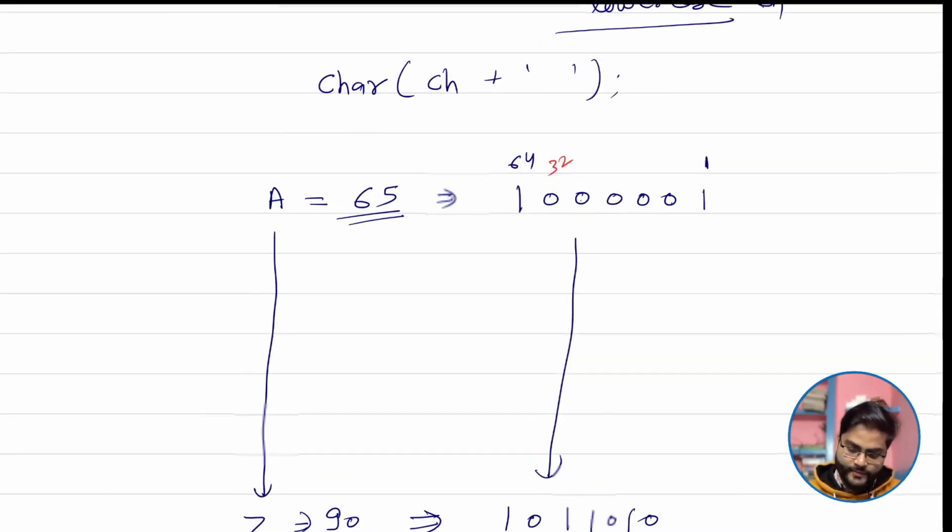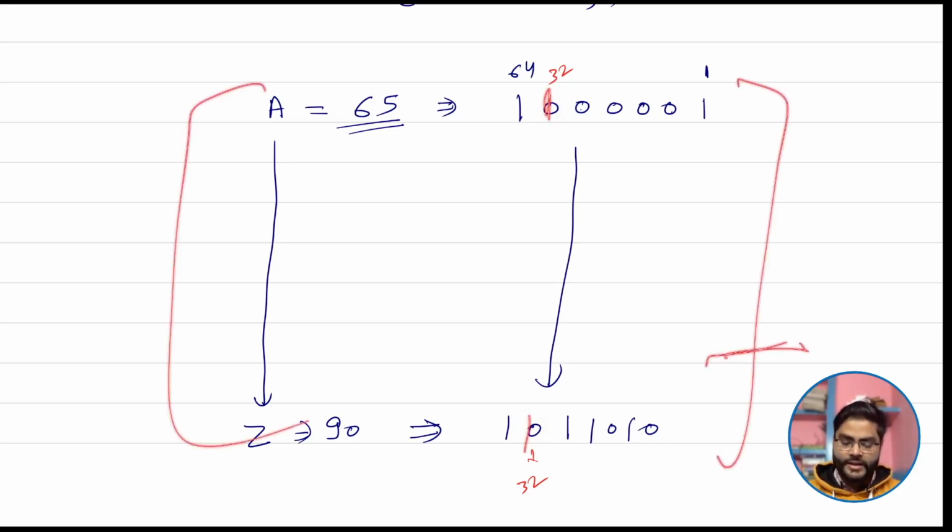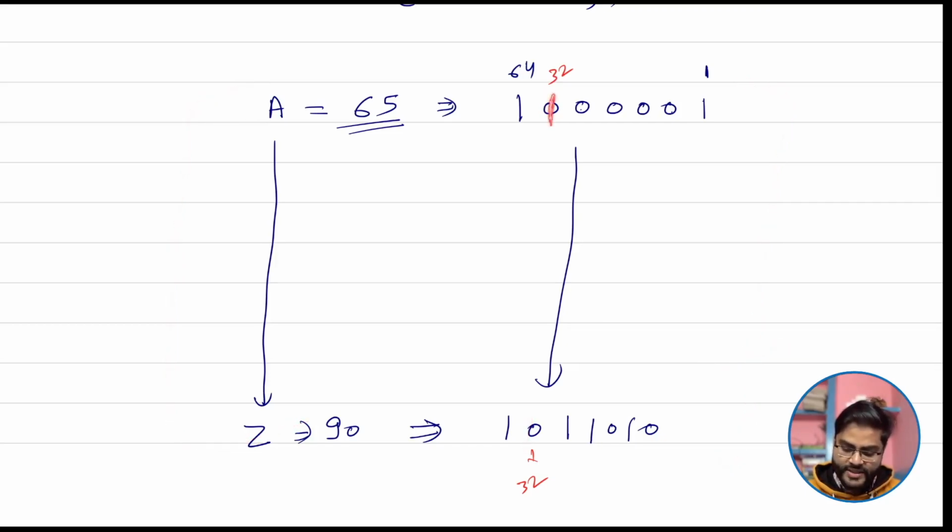Now, what do I want to do here? I just want to set this bit, nothing else. In any uppercase character, if you set this bit, the result is nothing but the lowercase character of that particular uppercase character. Correct? I hope you are clear with this till now.